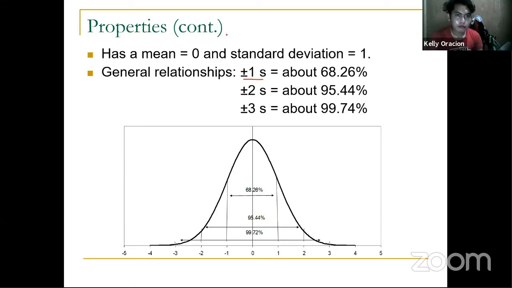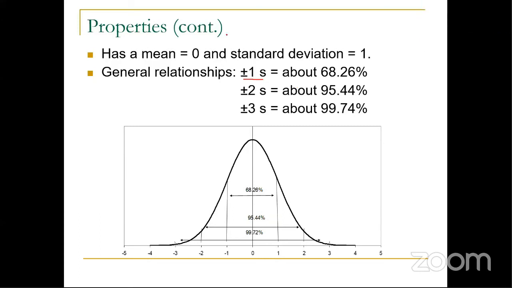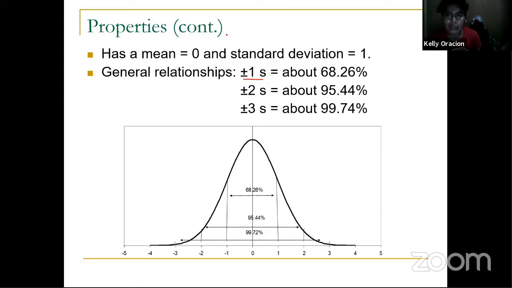Again, positive and negative 1 standard deviation is about 68.26%, or in decimal form, 0.6826. For 2 standard deviations, the area is about 95.44%, or in decimal form, 0.9544.